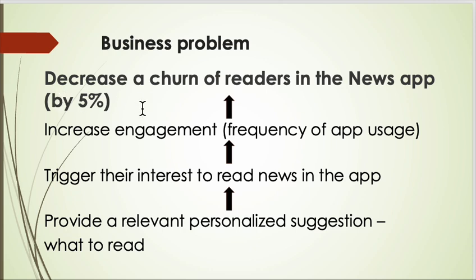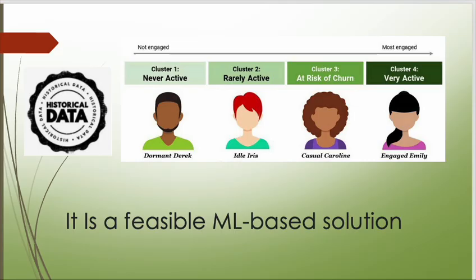How to do that? That's by increasing the frequency of the app usage, in other words, engagement. How to do that? It's by triggering their interest to read the news, and that's by providing a relevant, personalized suggestion of what to read. It is a feasible ML-based solution because, first of all, we have lots of historical data on our readers, and secondly, we have an ability to cluster our readers, both in terms of their interest and also in terms of their activity, if they are highly engaged or the engagement is low.